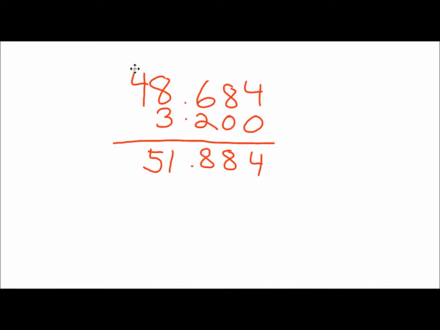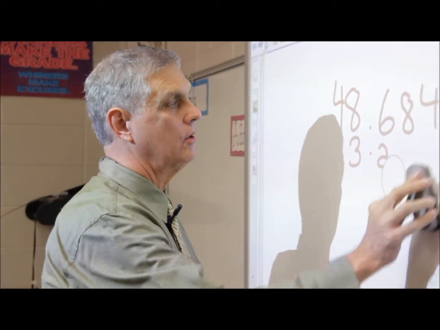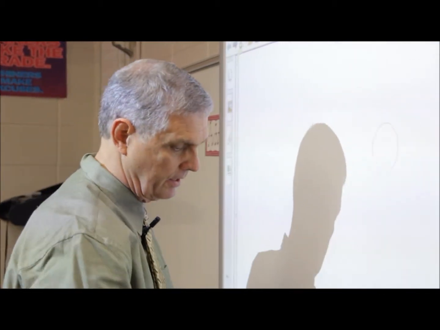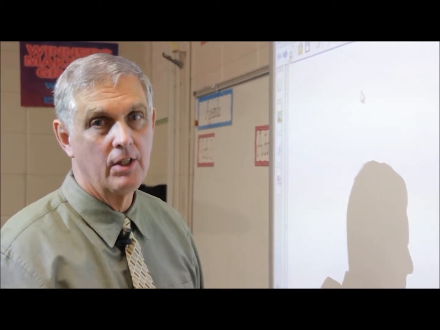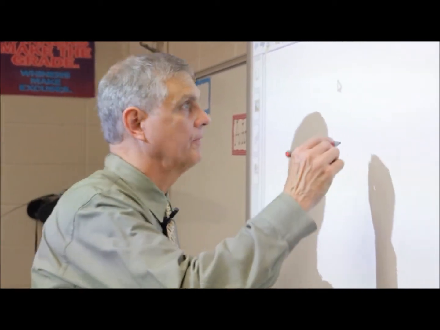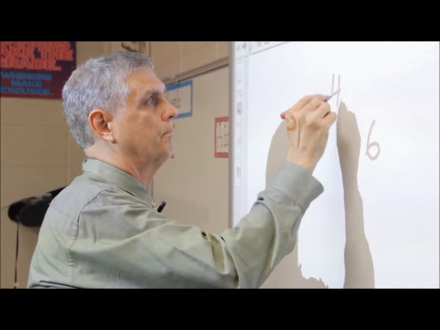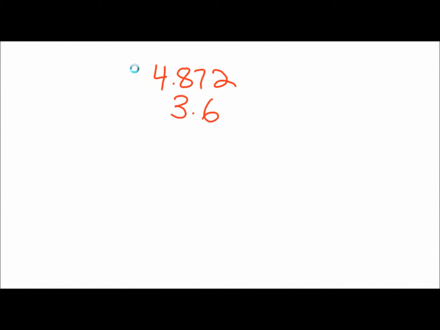Now on multiplication, you've got a slightly different thing. You don't have to worry about lining up your decimals when you're doing multiplication, but you do have to count the number of decimal places when you get down to the final answer. So let's take 3.6 times 4.872. Obviously the decimals aren't lined up.